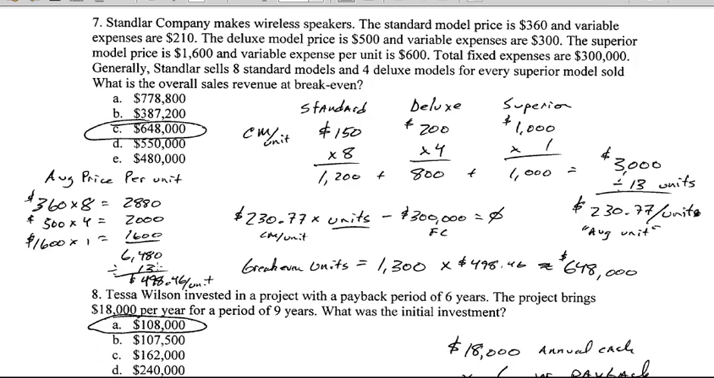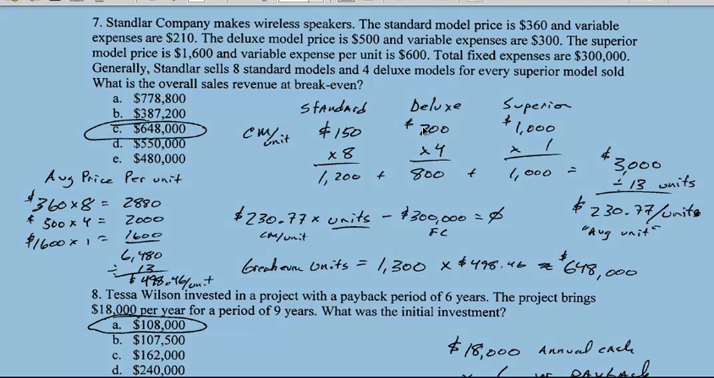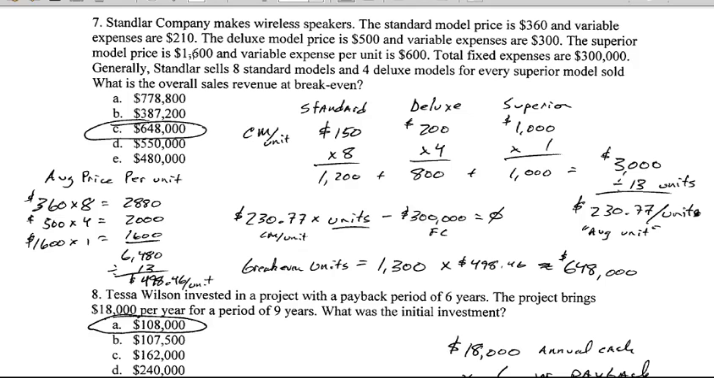Next question. This is the most difficult type of question that you could have. You're looking for break-even, and you're selling more than one unit. So there are a couple of different ways you can do this. First off, you want to find the contribution margin for each different unit. So for the standard, you've got sales price minus variable cost, that gives you contribution margin. Deluxe, sales price minus variable cost, contribution margin. For superior, you have sales price minus variable cost, which gives you contribution margin.